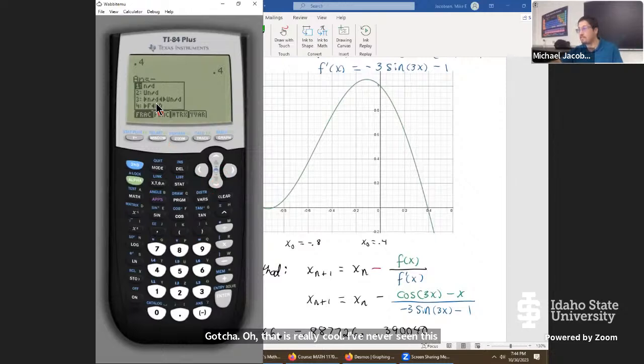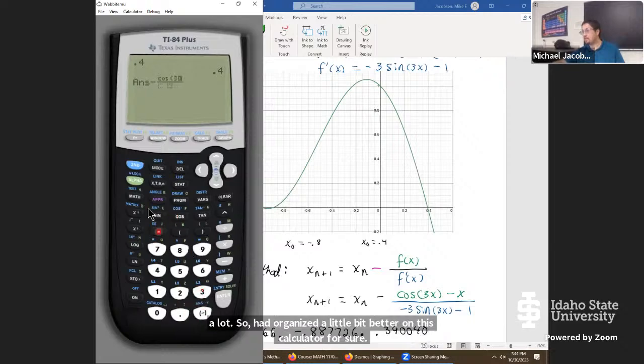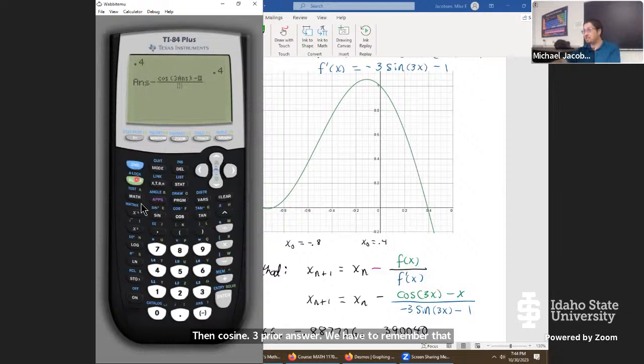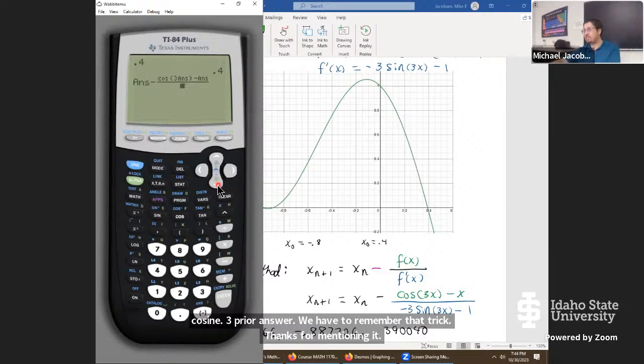So the first option right here. Hey, yeah, that would work a lot. So that organizes it a little bit better on this calculator for sure. Then cosine, 3 times the prior answer. We have to remember that trick. Thanks for mentioning it. Minus the prior answer. Then I guess down arrow to get to your denominator.